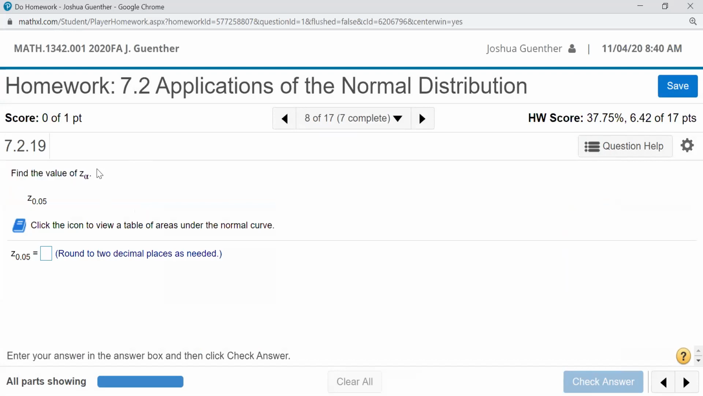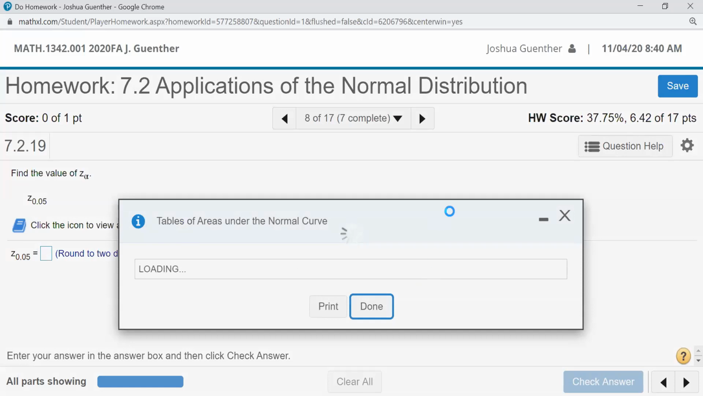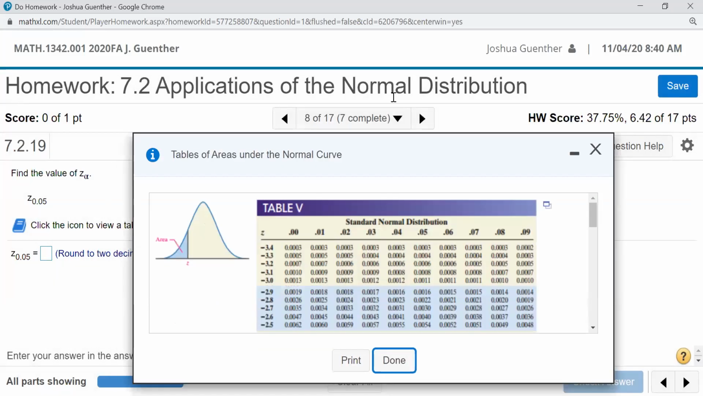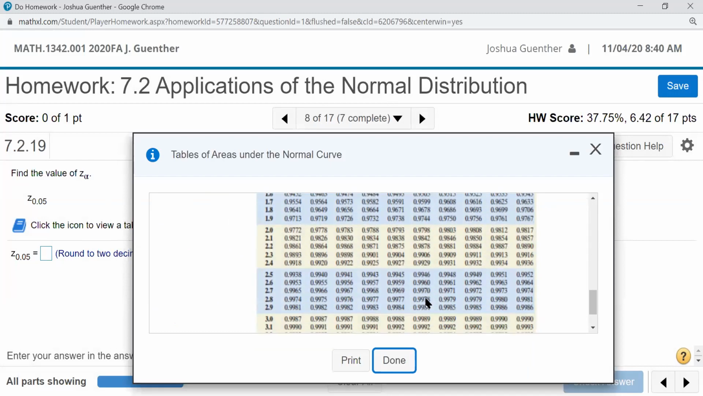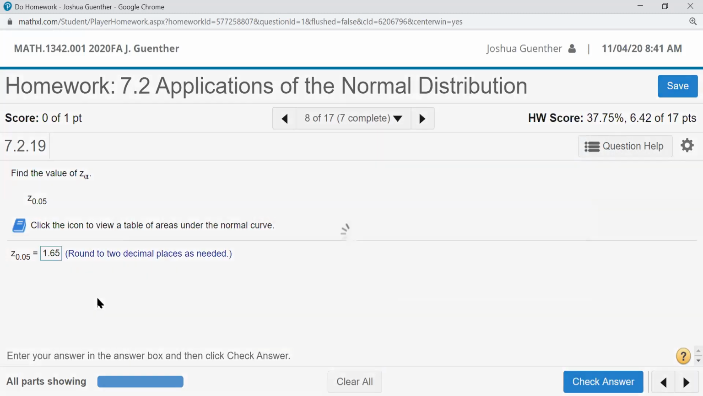So this one's silly. Find the value of Z alpha. We want the value that has 0.05 of the data to the right of it, which actually means, because remember, this is just bad terminology. I actually kind of hate this. But that means we want 0.95 to fall to the left of it. So we're going to go look up 0.95, or as close as we can get. It won't be perfect. Both of these are equally close to 0.95. So that's about 1.64 or 1.65. We'll round to 1.65.